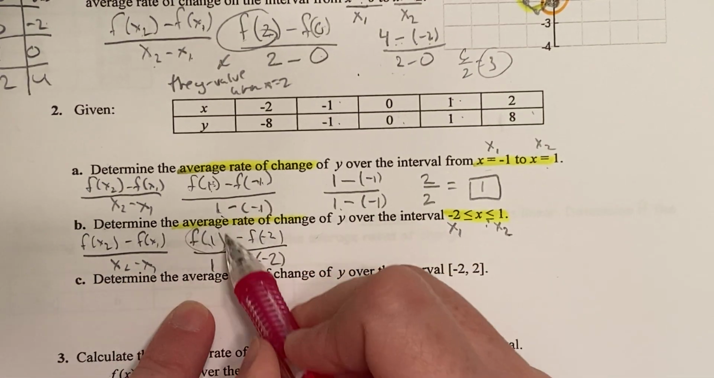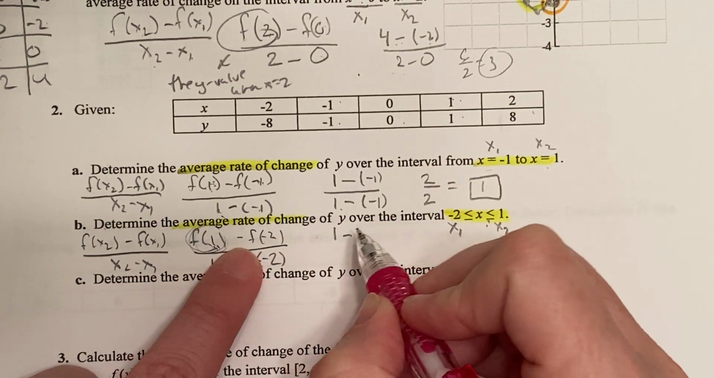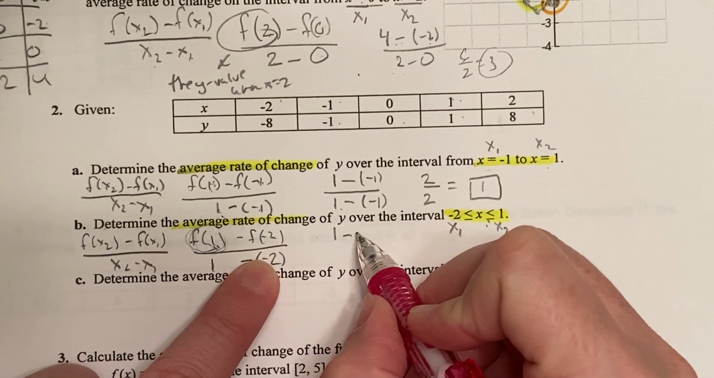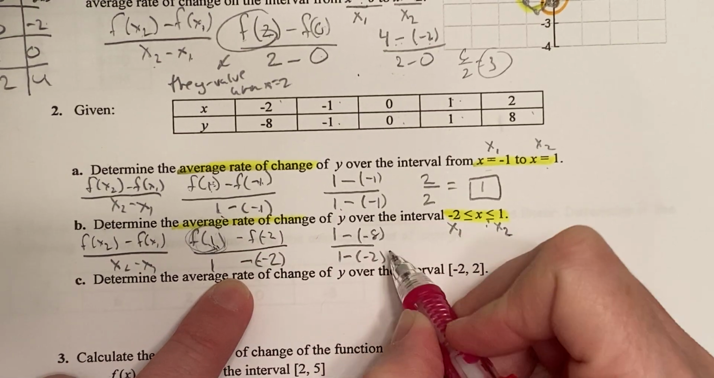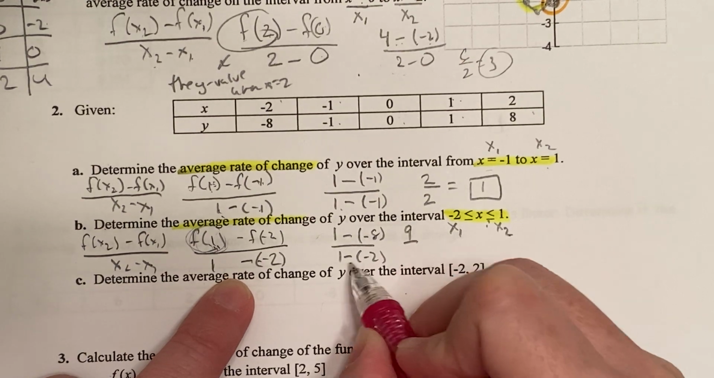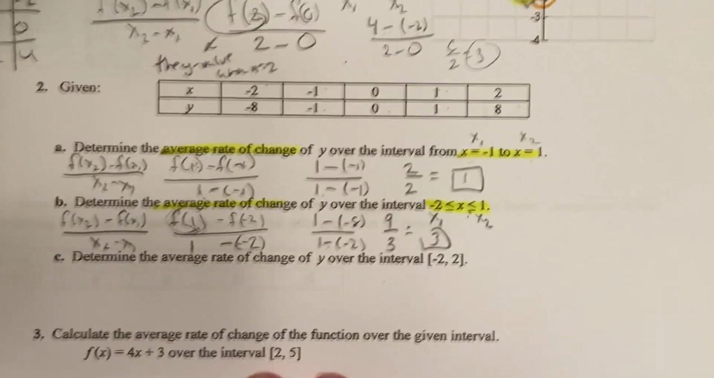Okay, now you have to figure these out first. You have to figure out what f of 1 is. So f of 1 is 1, and f of -2 is -8. So that's 1 minus -8, and I copy the bottom. 1 minus -8 is 9. 1 minus -2 is 3. 9 divided by 3 is 3. Okay.